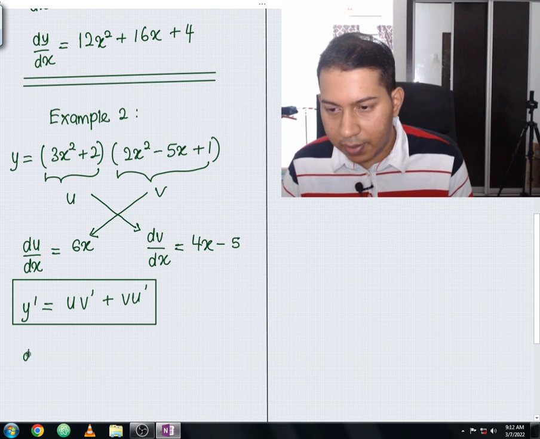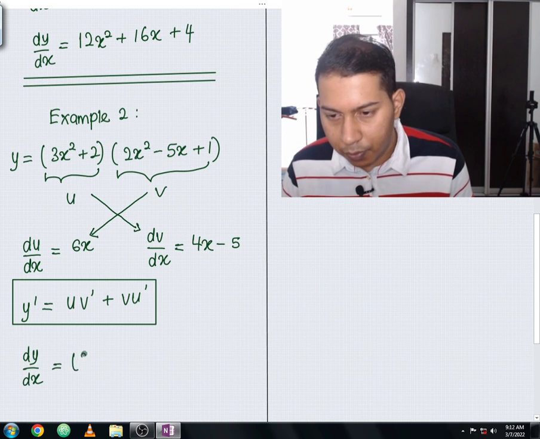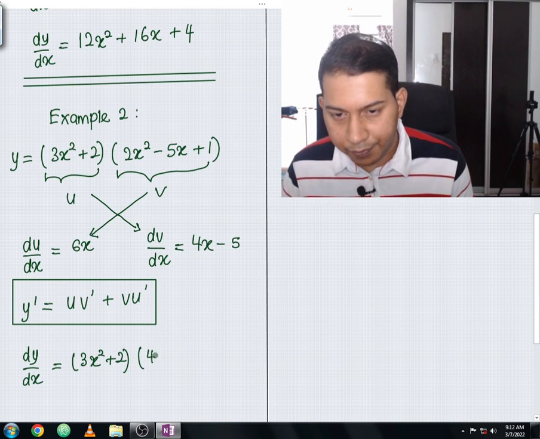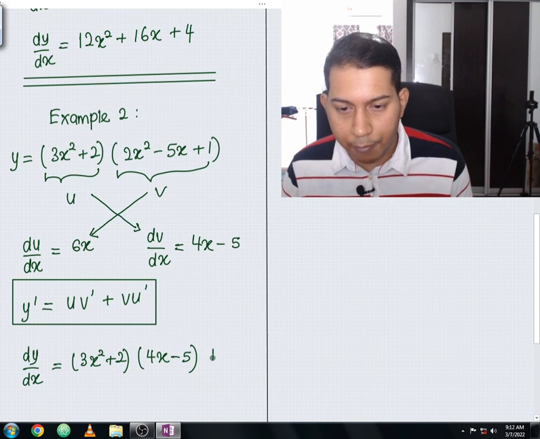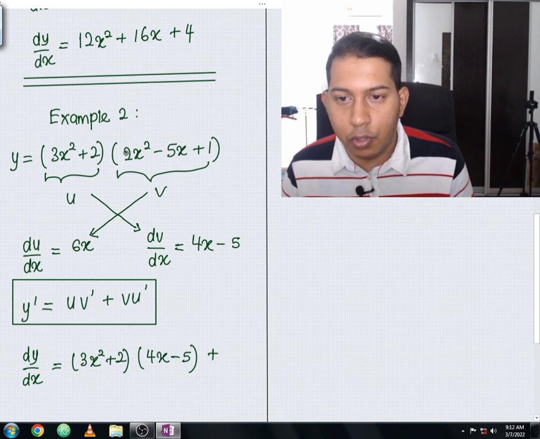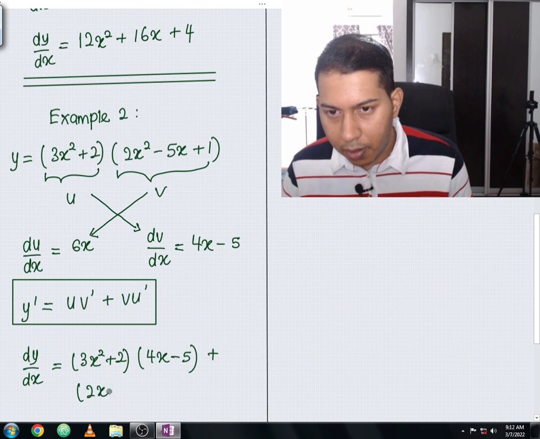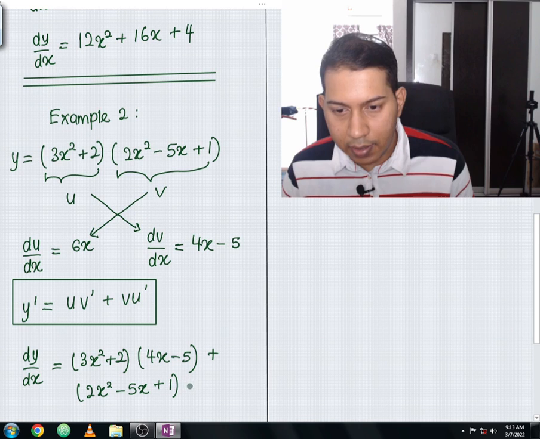So from here, dy over dx is equal to 3x squared plus 2. So this is your u term. So 3x squared plus 2, times 4x minus 5. So this is your differentiation of v. Like I mentioned here, u v prime, plus v. So which one is the v term? 2x squared minus 5x plus 1. So you just write over here 2x squared minus 5x plus 1, and then you multiply by the differentiation of u, which in this case is 6x.